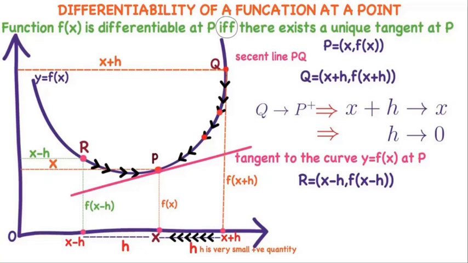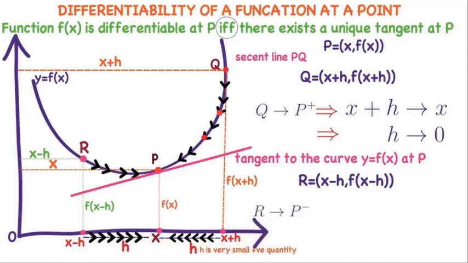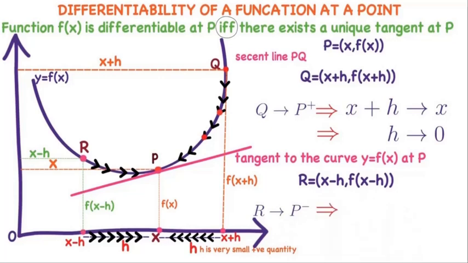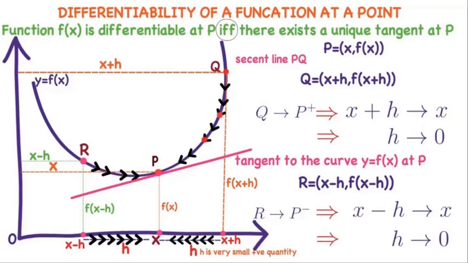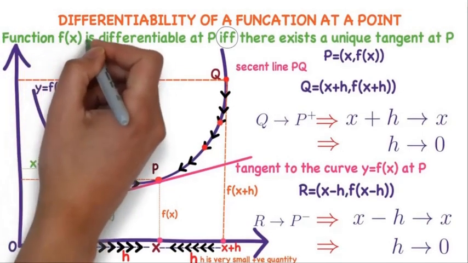Observe here, x minus h is approaching x when R approaches P from the left. It means minus h is approaching 0, which is nothing but h approaching 0. So I will conclude, we say a function f of x is differentiable at a point P if there exists a unique tangent to the curve y is equal to f of x at point P.